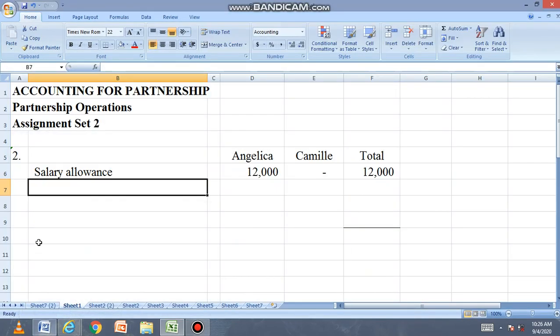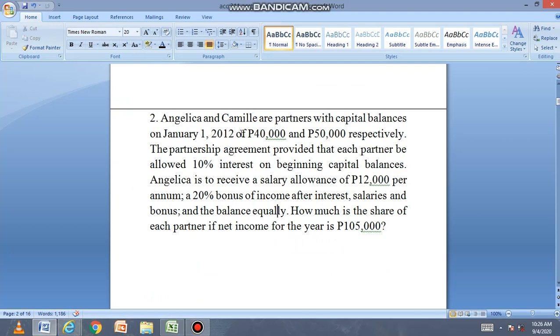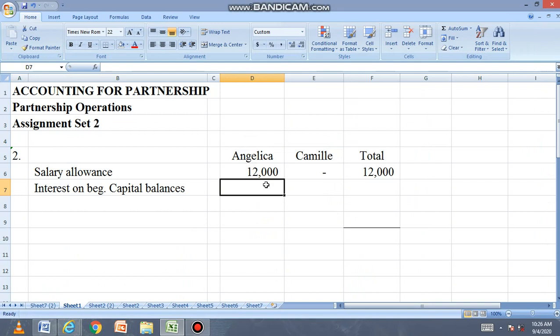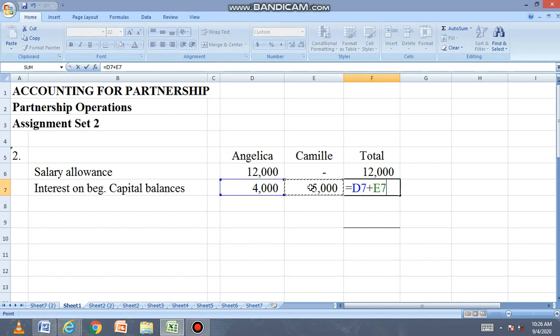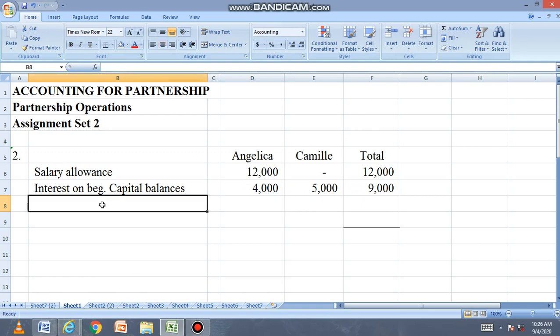Then the next item na given is interest, 10% on beginning capital balances. Kay Angelica ay 40, kay Camille ay 50 times 10%. So 40,000 times 10% kay Angelica. Kay Camille, 50,000 times 10%. So a total of 9,000 si interest.